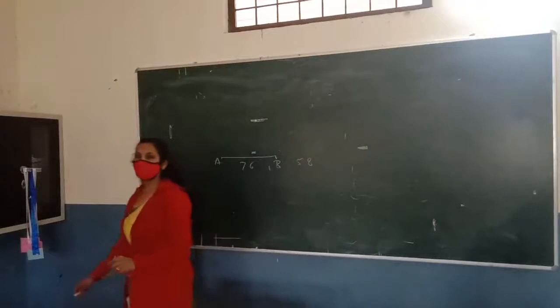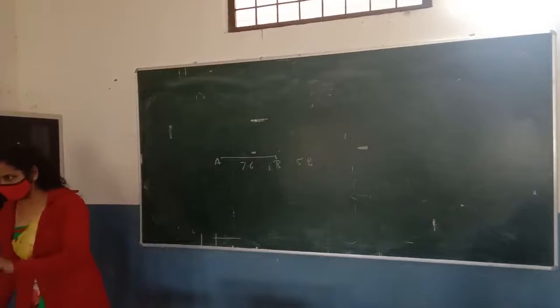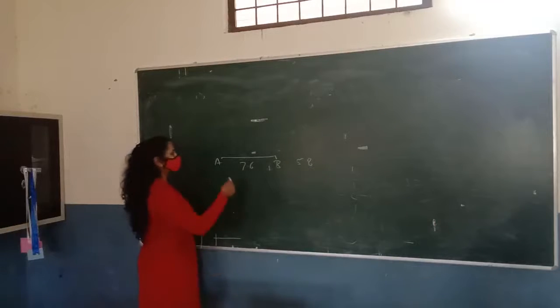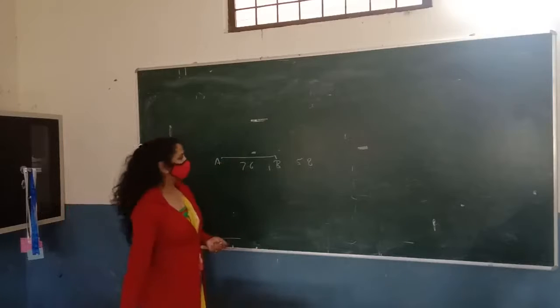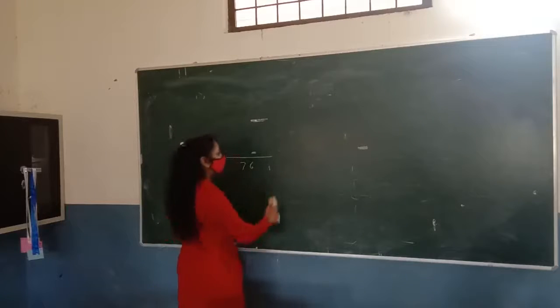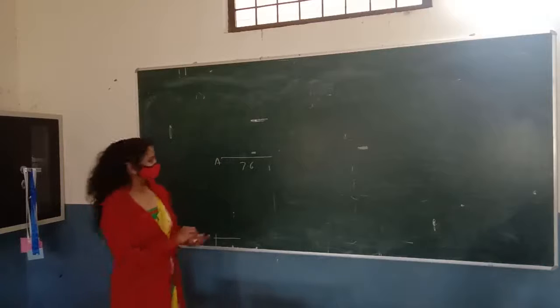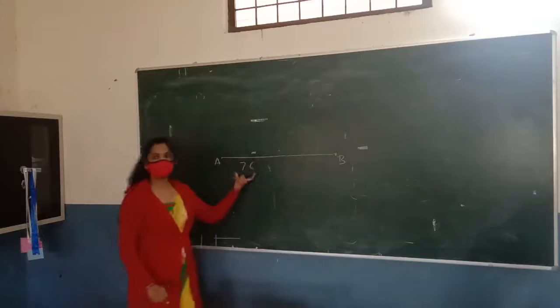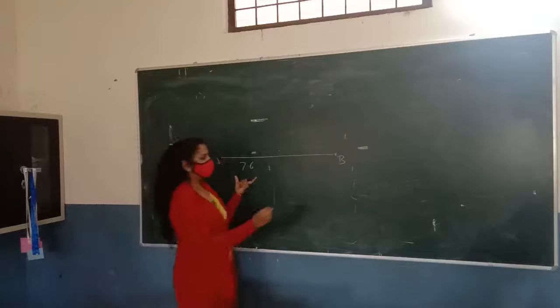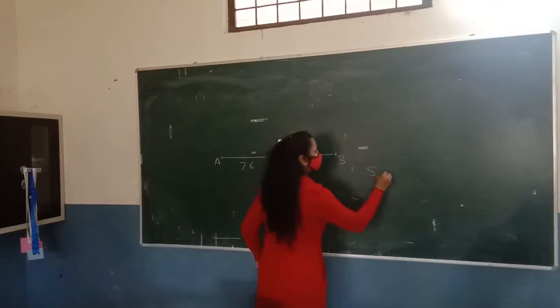So how can you divide a line segment into ratios? Like for the first question, this is the line AB of 7.6 centimeter length, and you have to divide it into the ratio 5:8. So first you will draw the line segment AB having the length of 7.6. Now the ratio is 5:8.